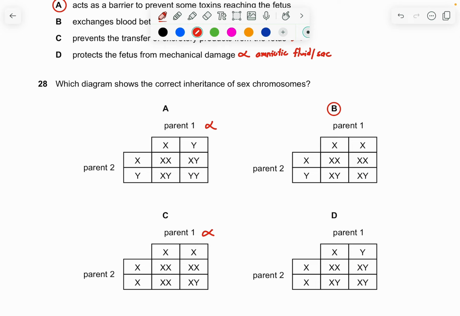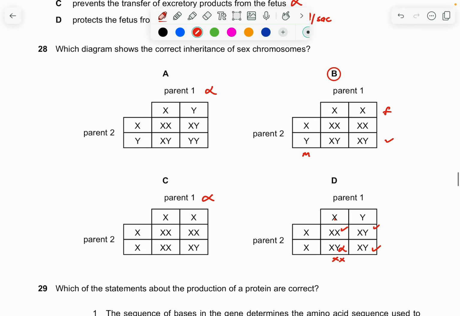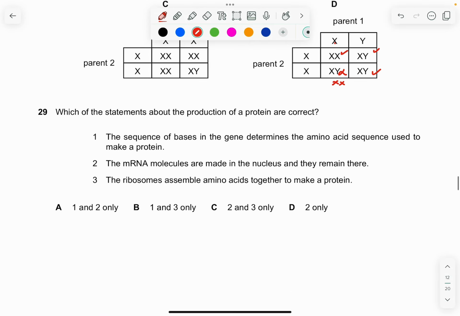You need to remember that you must always have one female mating with one male. So this is the female, this is the male. And you get XX, XY, XX, XY. This is correct. For this one, XX is correct, XY, this is wrong. This should be XX, XY, XY. Again, just to let you know, in sex chromosomes, it is always 50% male to 50% female.